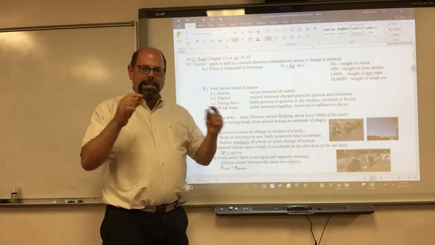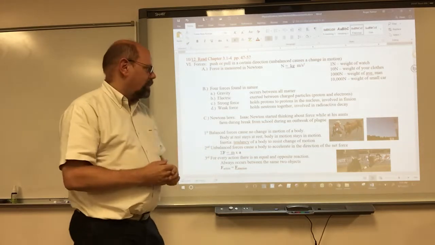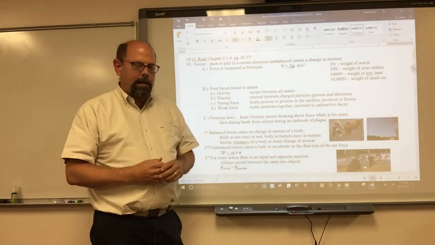The weak force actually happens inside even those smallest particles, the neutrons, and they govern whether a radioactive decay can happen or not.